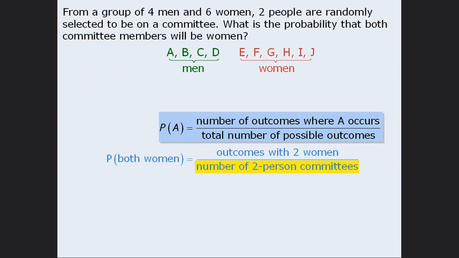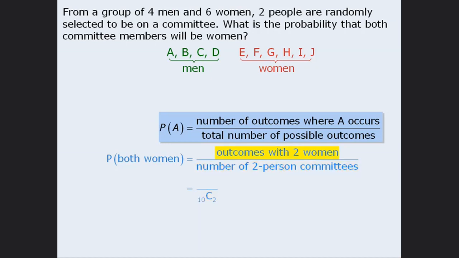Another way that we can determine the total number of outcomes is to use counting techniques. Here we have 10 people, and we want to choose 2 of them to be on a committee. Since the order of the 2 selected people does not matter, this is a combination question. So we can select 2 people from 10 people in 10 choose 2 ways.